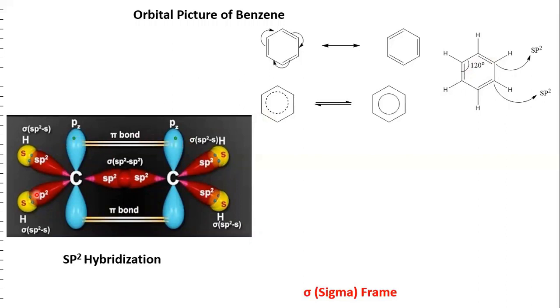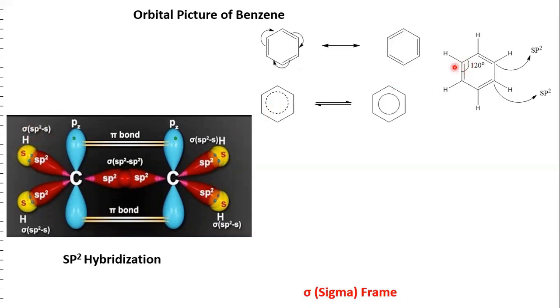Okay, next, this carbon atom is bonded to the second carbon atom with the help of an sp2 orbital containing a sigma bond. So every carbon atom here is bonded to the others with a sigma bond. Next, the hydrogen atom is attached to the carbon atom again with a sigma bond. So this is called sp2-s overlap.